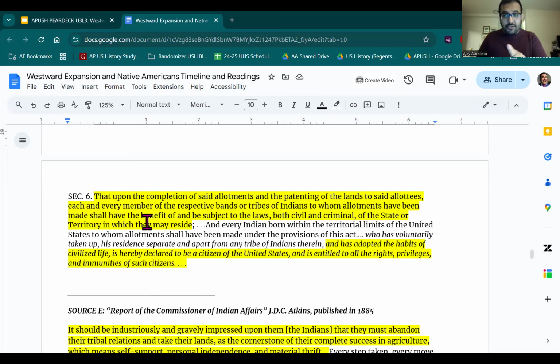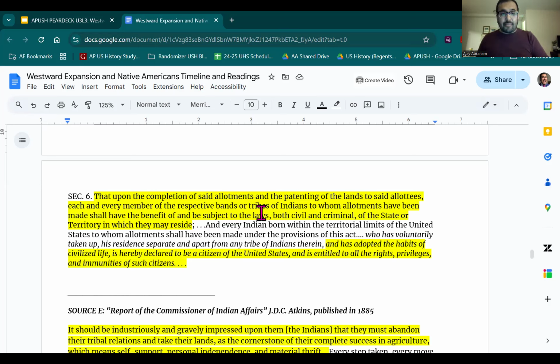Now, that's a big change because the reservation system, as done by the Indian Appropriations Act of 1851, says that the U.S. federal government oversees the reservations. Okay. If you make someone a citizen, which is what the section does, after you've signed up for the allotment, you are now a U.S. citizen, but you're also a citizen of the state in which you're now a part of, which means the state government, which didn't have power over you before, now does.